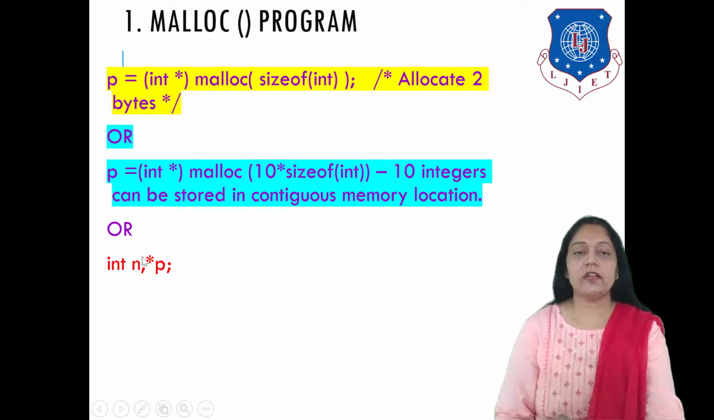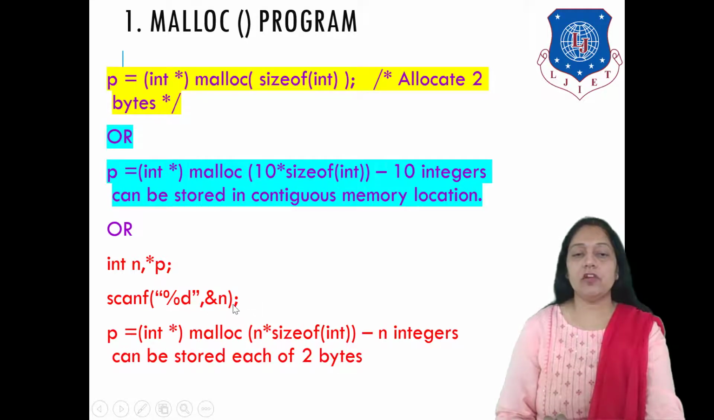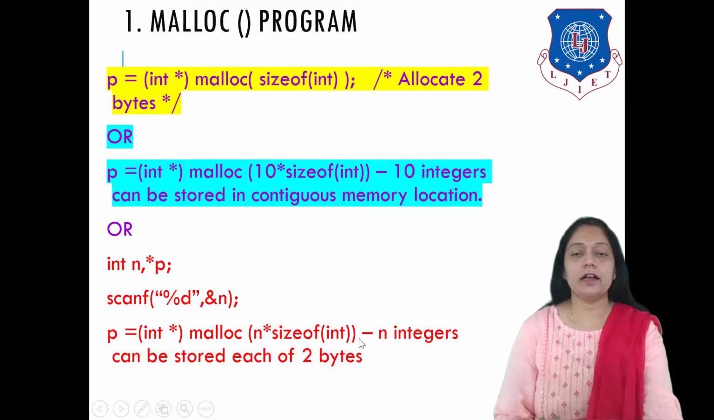Instead of writing 10, you can take the value inside n, whatever value represents how much memory you want to allocate for a program. So take the value of n, and inside malloc you can write n star sizeof(int). If the value of n is 10, then 20 bytes would be reserved. If the value of n is 20, then 40 bytes would be reserved. So you can use any of the three forms, and the last form is the most generalized form for using malloc, which is suggested so that you have a completely dynamic approach in your program.